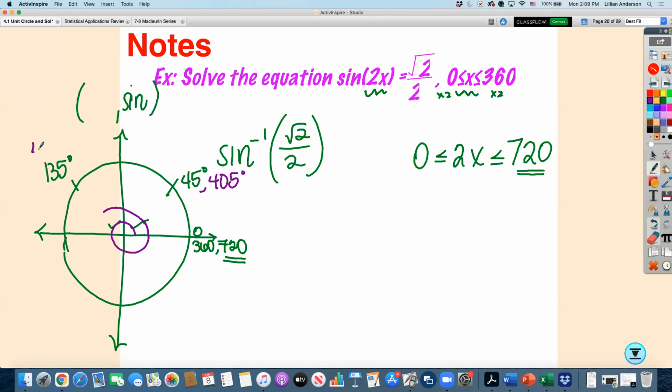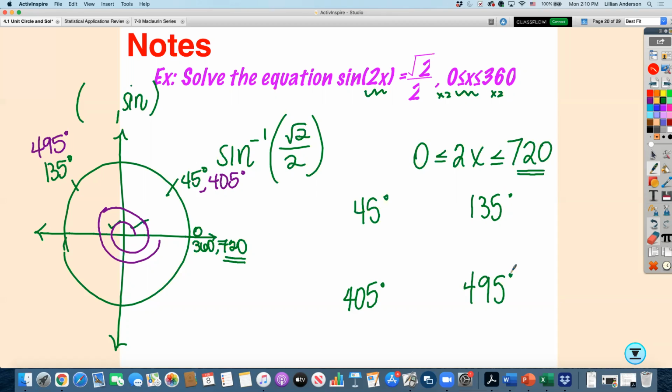495. And remember, we're just getting these by taking 360 and adding 135, and 360 and adding 45, to get the other angles. And then that'll cover me until 720. So where sine is square root 2 over 2 from 0 to 720, it's 45 degrees, 135 degrees, 405 degrees, and 495 degrees.